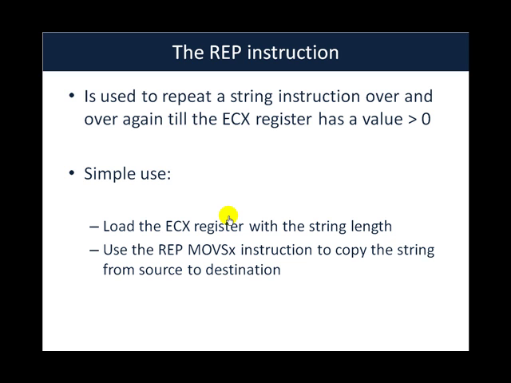Whenever the REP instruction executes one after the other, the ECX register is automatically decremented on every call. Finally, when the ECX register becomes 0, the REP instruction exits and continues with the next instruction. So REP is an easy way to repeat a particular string instruction over and over again, ECX number of times. It will be very clear with an example.